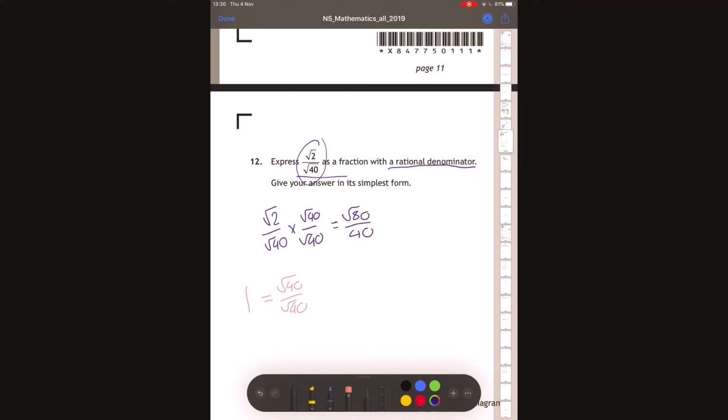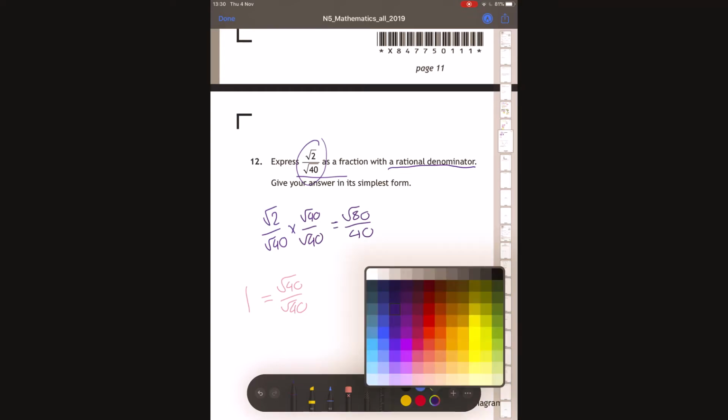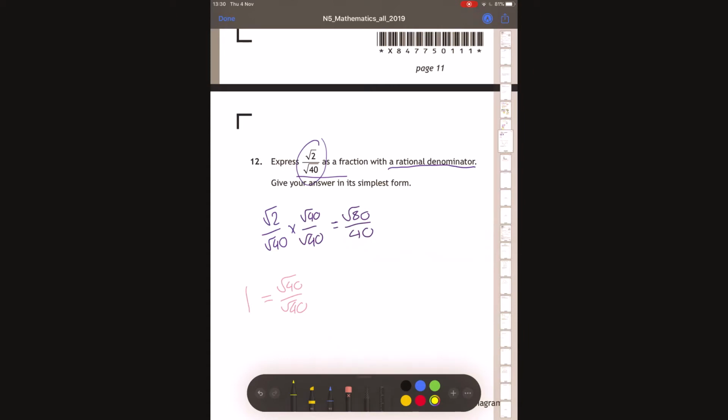Let me write out the general rule here in case you don't know. So root a times root a is equal to a. This is exactly what we've applied on the bottom here. This is how you rationalise the denominator. Root 40 times root 40 is 40. Another example, just to reiterate the point: root love heart times root love heart equals love heart.